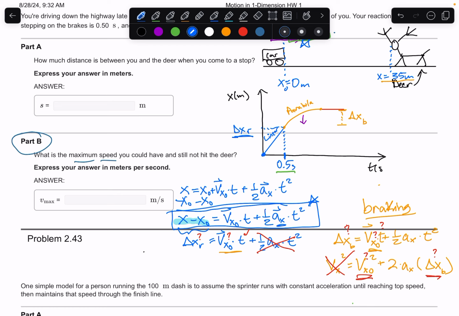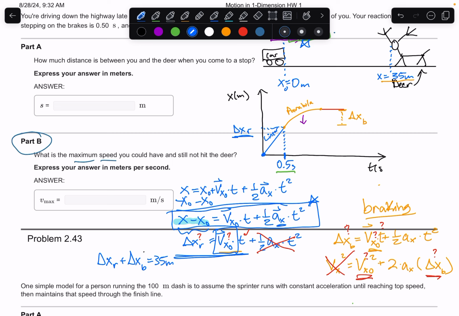So for the reaction phase, I know how much time I've got, and I've got the same two unknowns over here. Delta x, or the same unknown right here, delta x, or Vx initial. And so we can bridge the gap here by also knowing that those two displacements added together is equal to 35 meters.